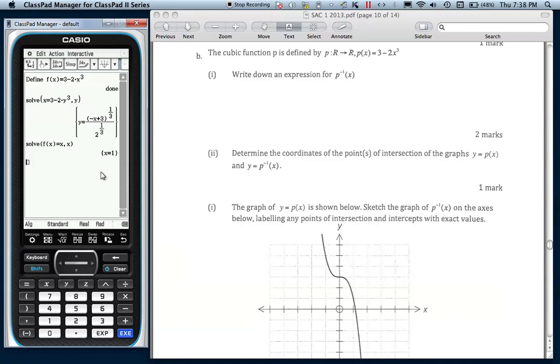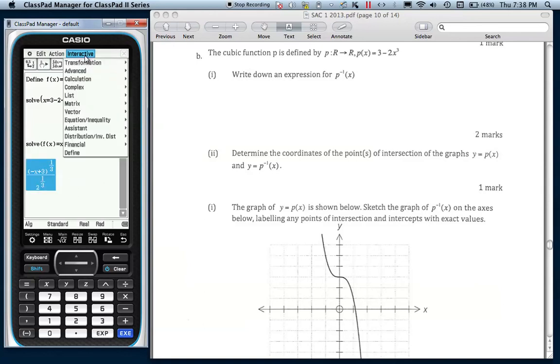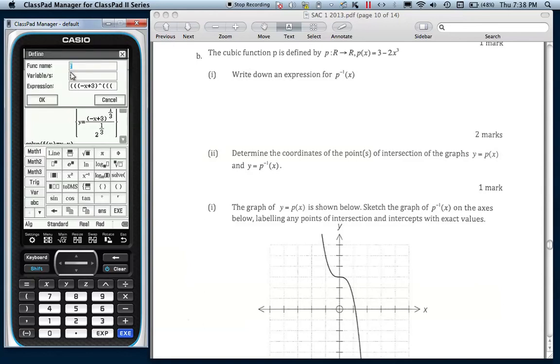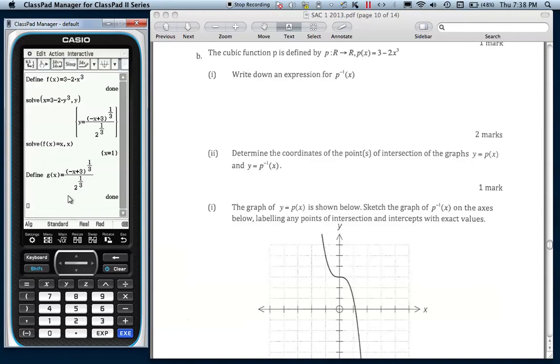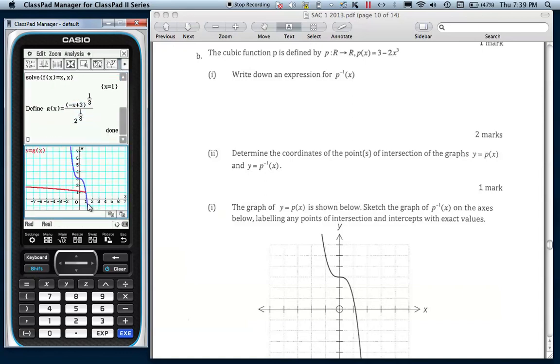We know that with inverses, the point of intersection is basically the same, so if x is 1, y equals 1. An alternative way to do that is to get our inverse function, which is this here, and define that. This time we define it as g with respect to x. So we've got f of x and g of x, and we can simply graph those two functions. There's f of x, there's g of x, and we can plot those quite easily on this graph over here. We can find points of intersection too.